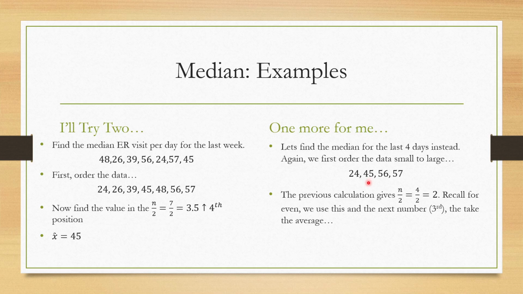Remember, with even numbered data, we do this one and the next one, and it's in the middle of these 2. That's what the median formula is saying, it's in between the n over 2th one and the n over 2 plus 1th one, if you want to say it like that. So it's in between these middle 2 numbers. And so we take the average. We take 45 plus 56, the second and the third position, and divide by 2, and that gives us 50.5 as our median.